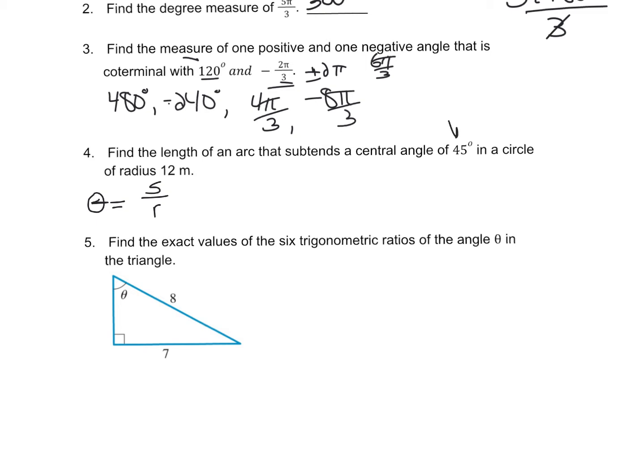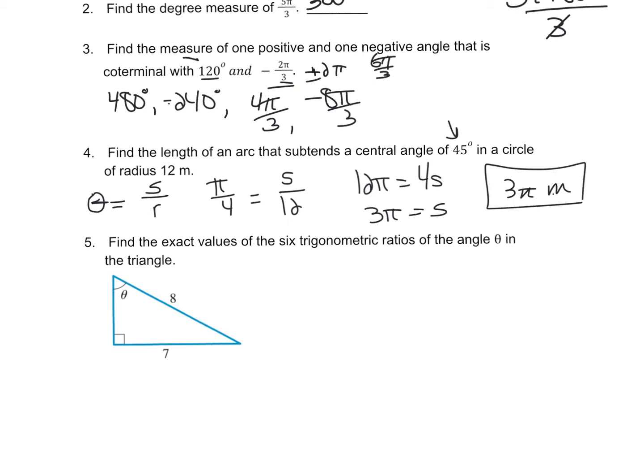So when they gave me 45 degrees, I already knew I'm going to have to change that into radians. And if you change that to radians, it's really pi over 4. And that's going to equal s over r. I do not know what s is, so I'm going to leave the s. r is 12. And because I have a fraction on each side, I'm going to cross multiply. 12 times pi is really 4s. If you divide by 4, you get 3 pi. And it should be 3 pi meters, by the way. So 3 pi meters. And that's all you can do in that one.